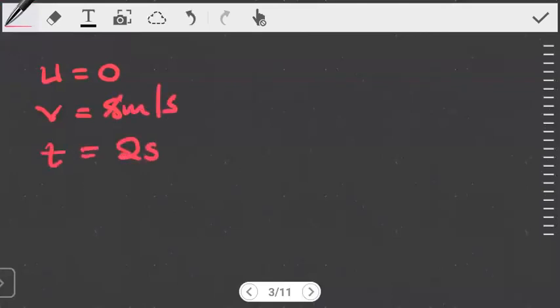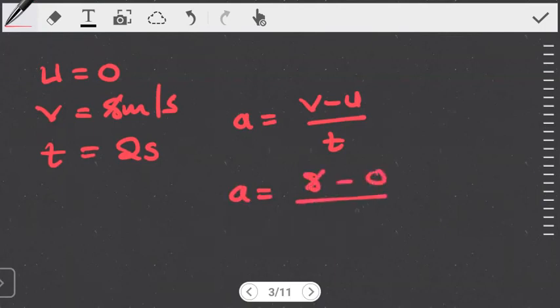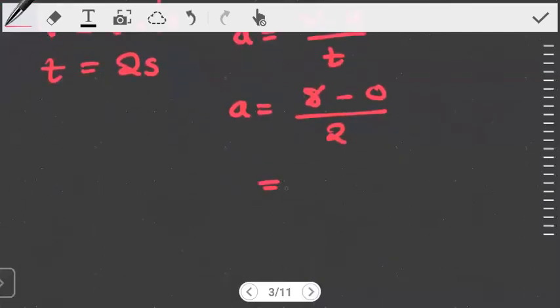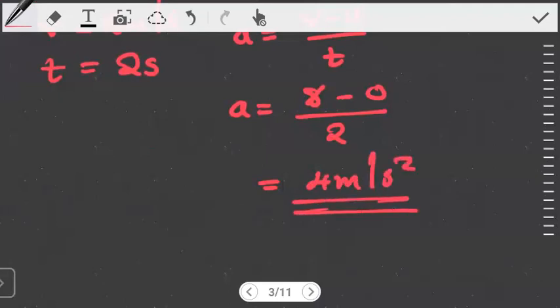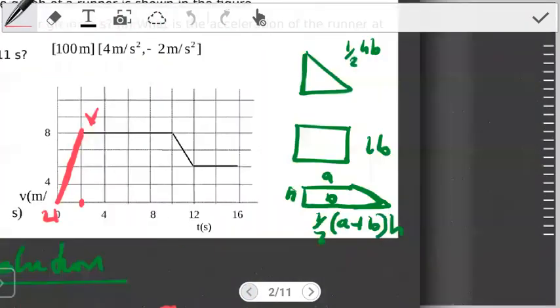So the formula for acceleration from the definition: acceleration is defined as the rate of change of velocity with time. So we have the change of velocity over time. From here, the final velocity is that 8 meters per second. The initial velocity is 0, and it changes in 2 seconds. So if you do the math, you get the acceleration as 4 meters per second squared. So that comes out as our acceleration at 2 seconds.